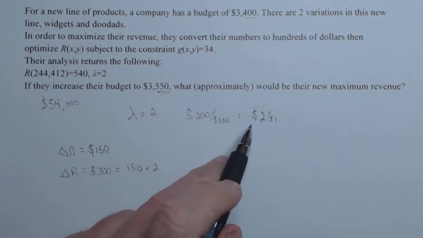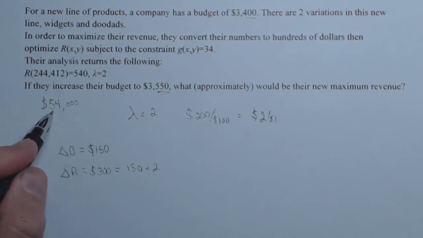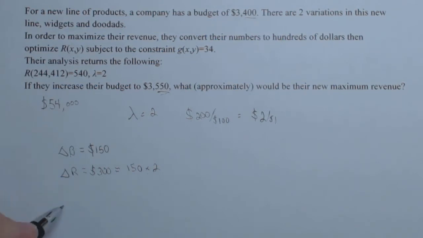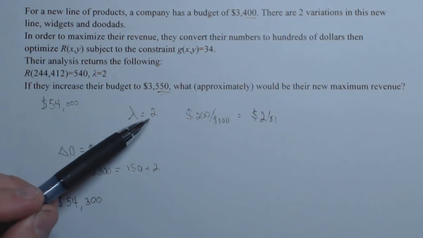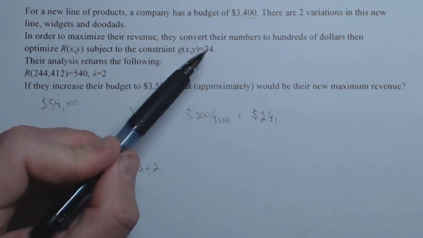Now we had to pay attention to the units on our lambda in order to get this relationship. That means our new revenue, if our old revenue was $54,000, our new revenue would be $54,300 approximately.